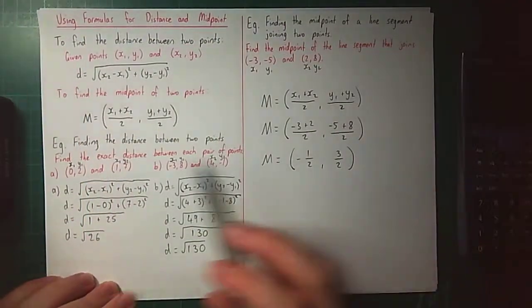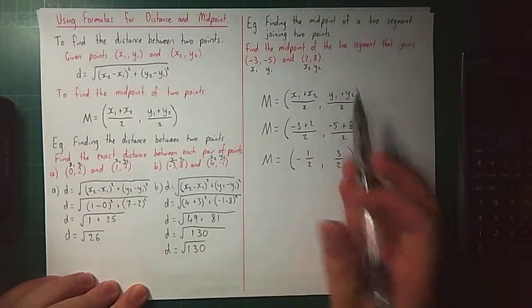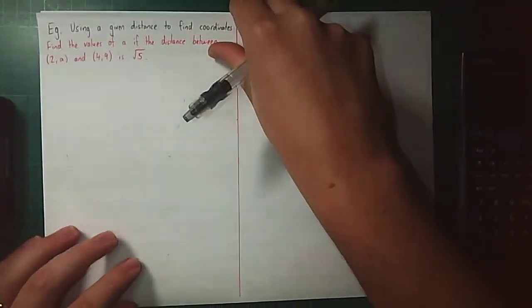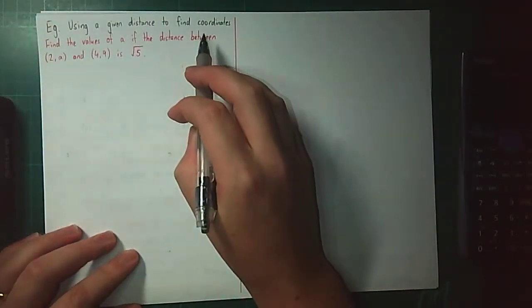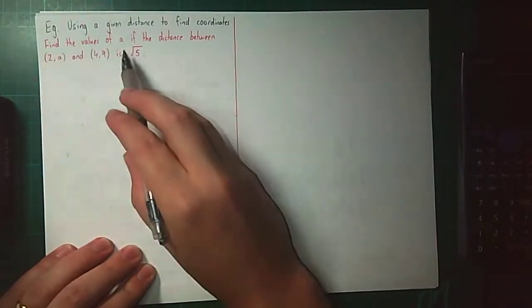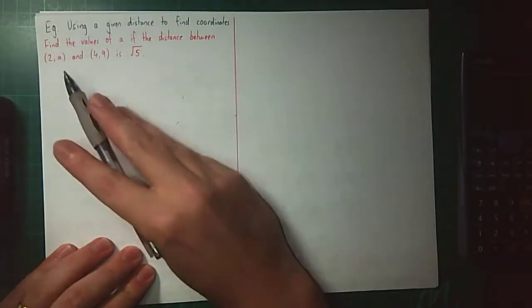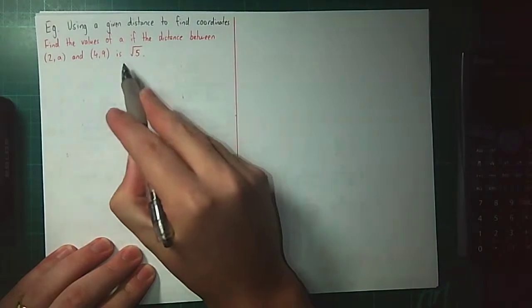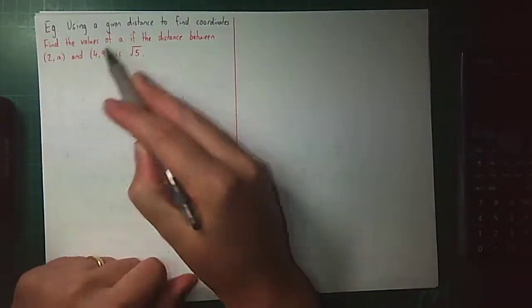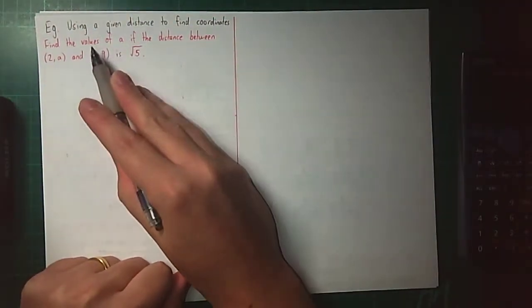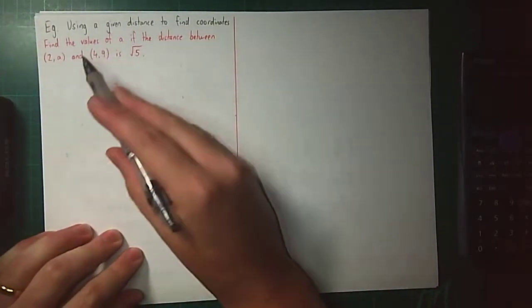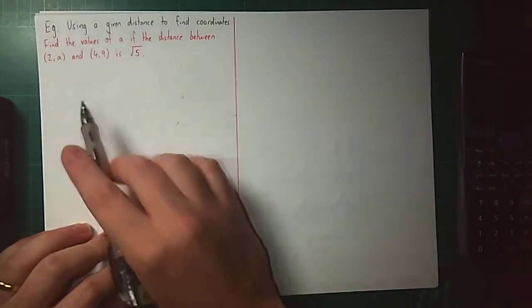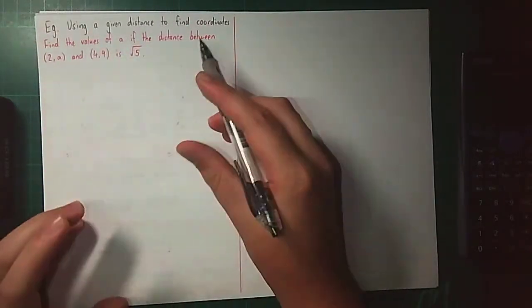So now we have a good idea of how to find the distance and to find midpoints. We're going to do another example, but this one's going to be a bit different. It's using a given distance to find coordinates. Okay, so the question is, find the values of a if the distance between (2, a) and (4, 9) is square root of 5. Now what's interesting about this is it said values, and we'll come to that in a second because there's more than one value that it could possibly be.